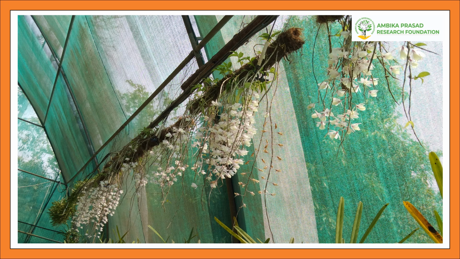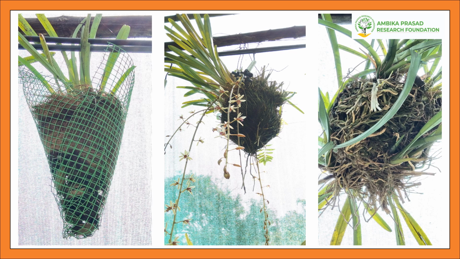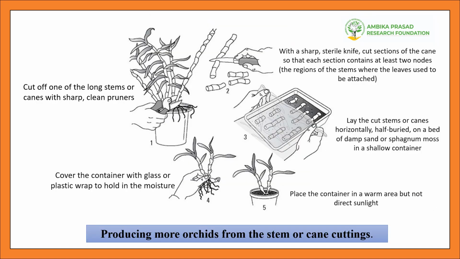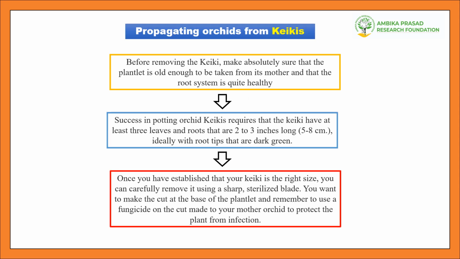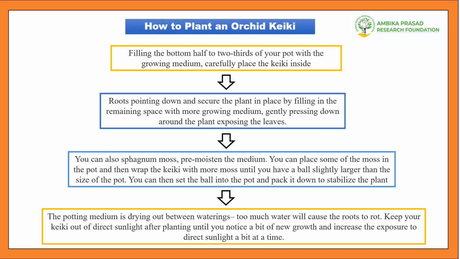All these you can observe flowering at the Nandankanan orchidarium. You can observe the different methods of producing more orchids from stem or cane cutting. This is another method. Here also you can observe the growing of new orchids from bulbs. So these are the steps from the keiki. Keiki means the baby orchid. We can propagate the orchid. So these are some steps.